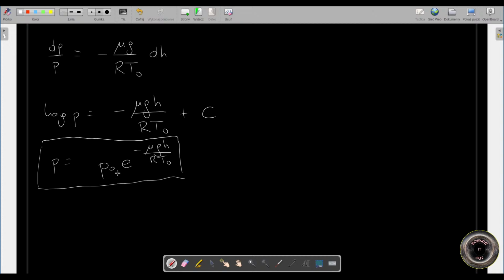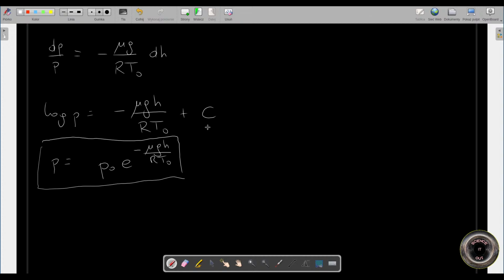If you ever hear someone saying that pressure changes exponentially with altitude, they mean this formula, which is valid when temperature is constant. The temperature unfortunately isn't really constant in the atmosphere, so it's more complicated than that, but this is still a good approximation. Okay, right, so that is what the state was at some point.